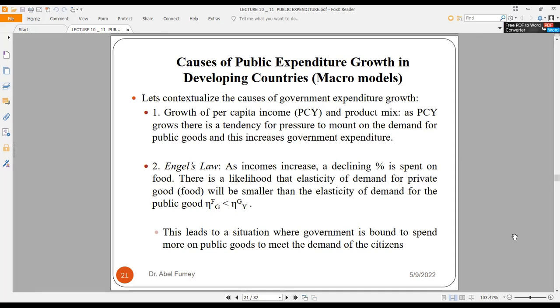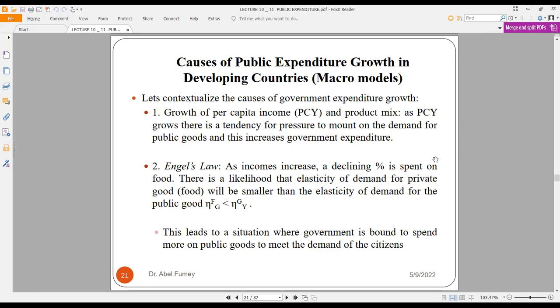Now we look at causes of public expenditure growth in developing countries. What are the individual causes of this increase in government spending? So the first one is growth of per capita income. As we saw, whenever there's an increase in per capita income, there's pressure on the demand for public goods. So the government will have to step in and produce more goods, which will cause an increase in government expenditure.